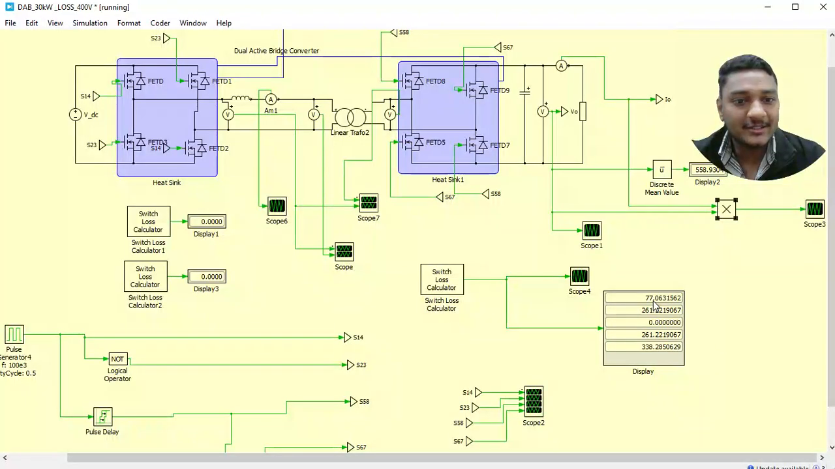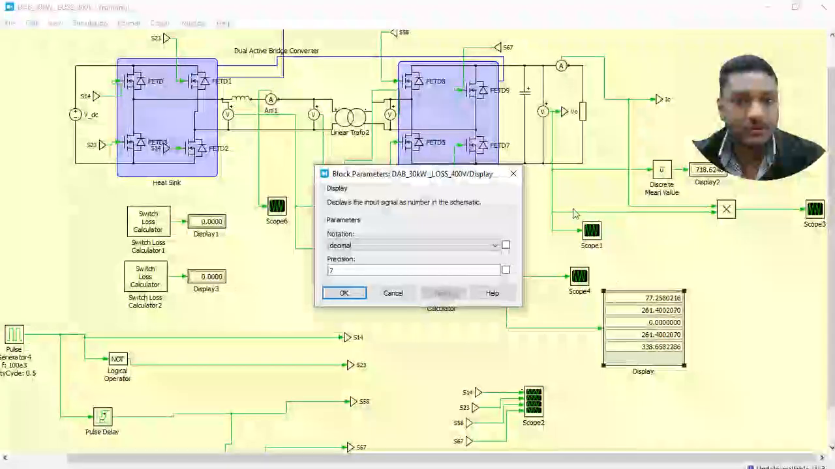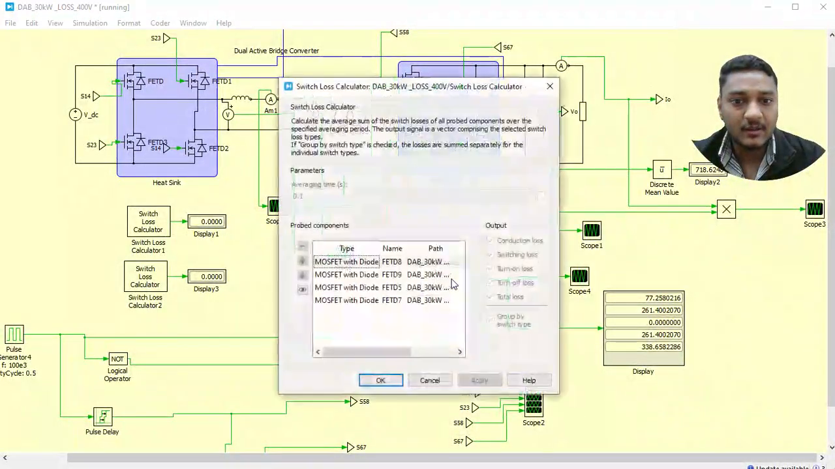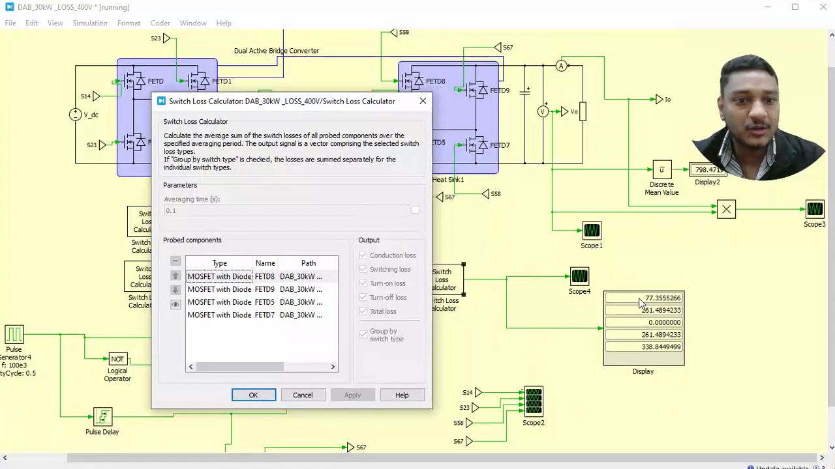And you can see this block corresponds to conduction loss. Maybe we can just see what these parameters are here. First is the conduction loss, basically the overall conduction loss. I have just taken 4 switches here, these primary side switches. So the overall conduction loss is basically 77. What is my other loss? The switching loss. There is turn on loss and turn off loss.